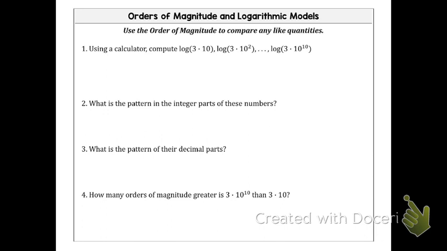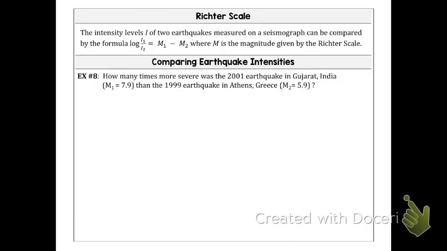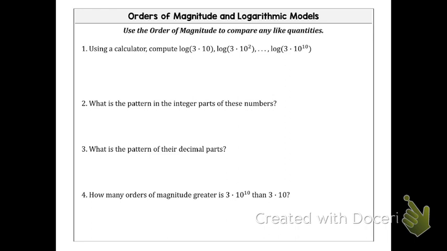All right, then orders of magnitude and logarithmic models. So it says use the order of magnitude to compare any like quantities. So using a calculator, we're going to compute log of 3 times 10, log of 3 times 10 squared, all the way to log of 3 times 10 to the 10th. So log of 3 times 10, I got 1.477.